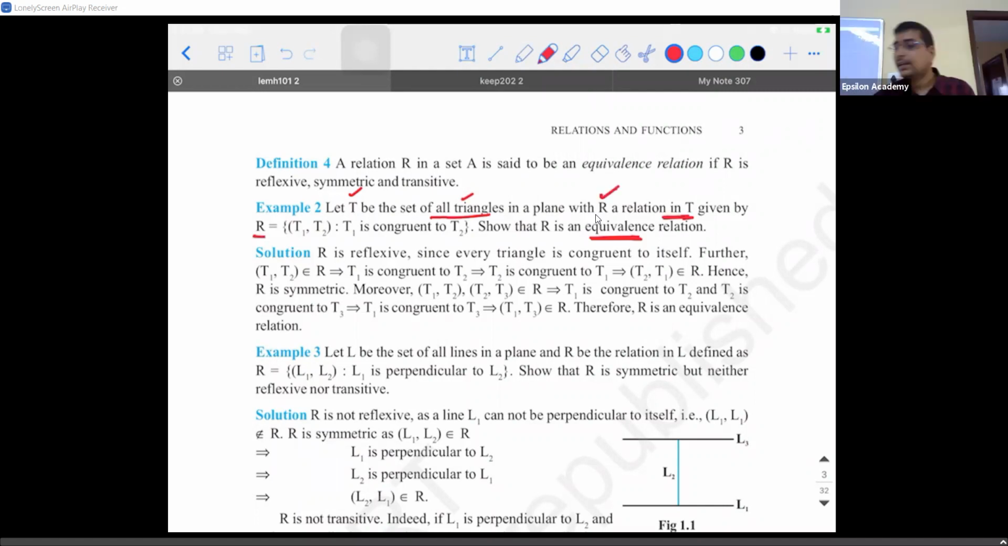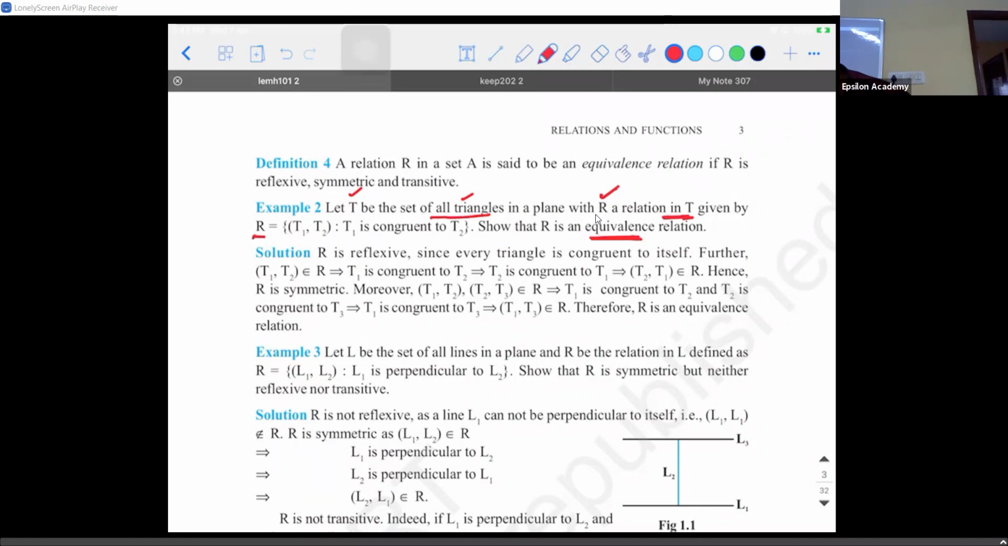R is equal to (T1, T2). So the relation is in such a way that you should write the ordered pairs containing what? The ordered pairs are given by what notation? T1 and T2, such that what condition do they follow? T1 is congruent to T2.